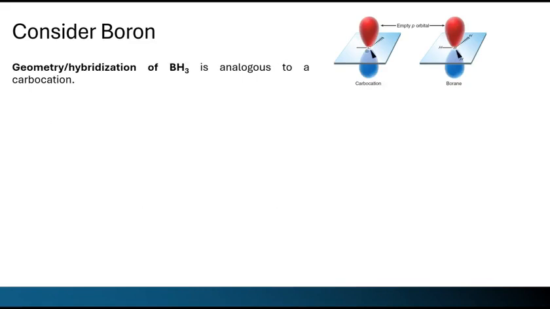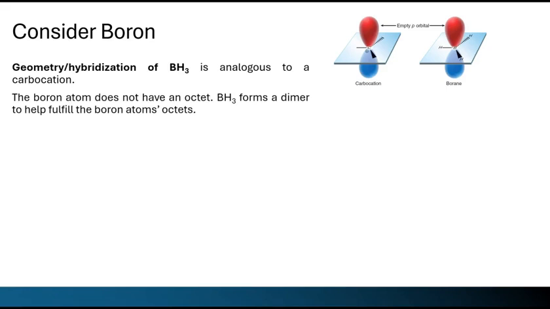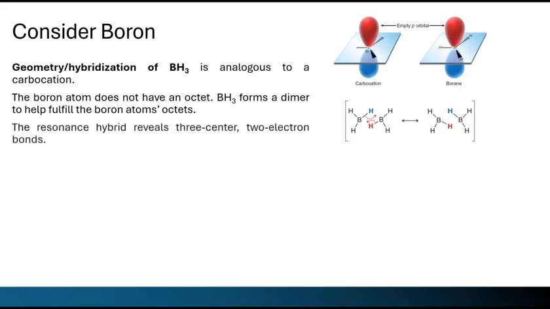Let's consider boron. The geometry and hybridization of BH3 is analogous to the carbocation. It is sp2 hybridized with an empty p orbital. The difference is that the boron does not have a formal charge. It is 0. The boron atom does not have an octet. BH3 forms a dimer to help fulfill the boron atom's octet. A dimer just means we end up seeing two BH3s interacting with each other a little bit more closely than IMFs. The resonance hybrid reveals a 3-centered 2-electron set of bonds. 2 electrons are being spread out over 3 atoms.